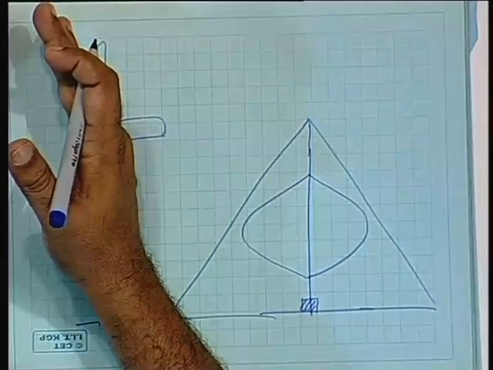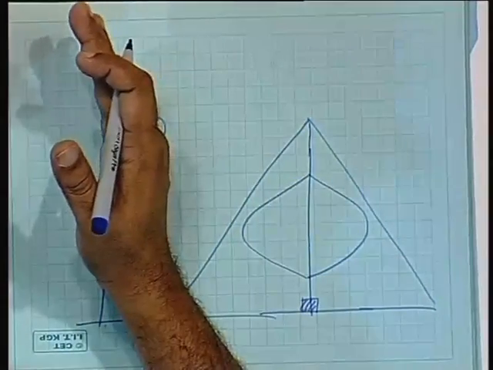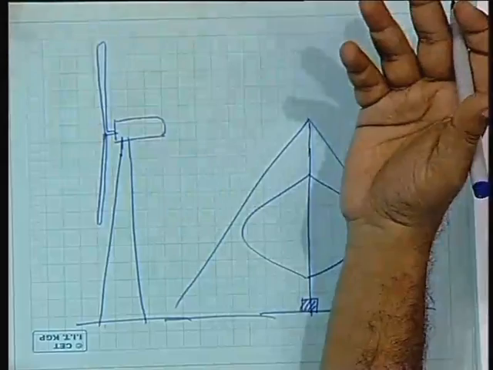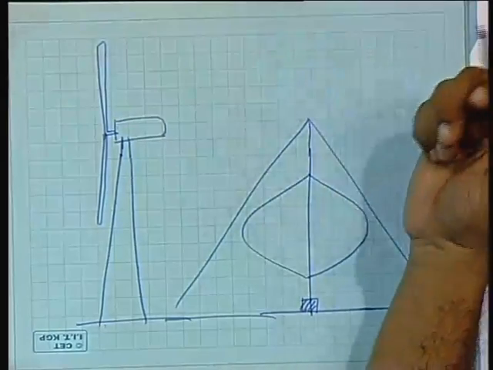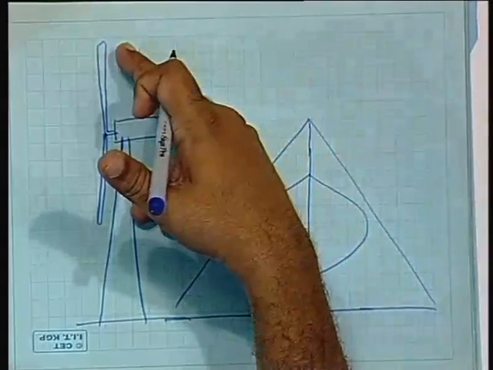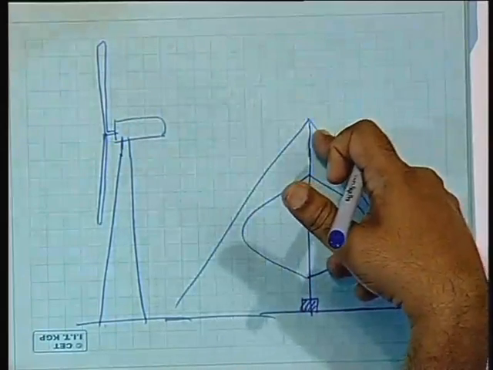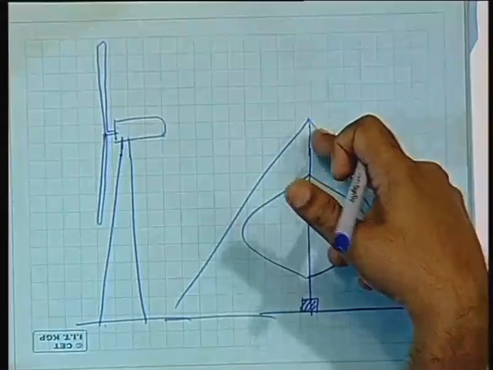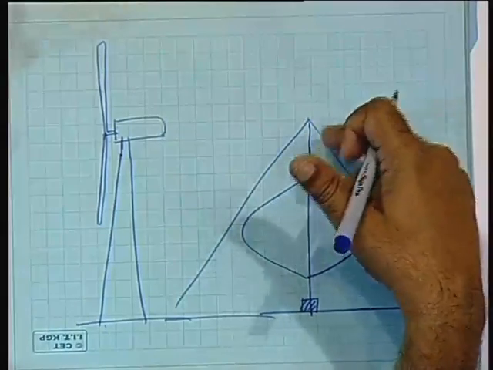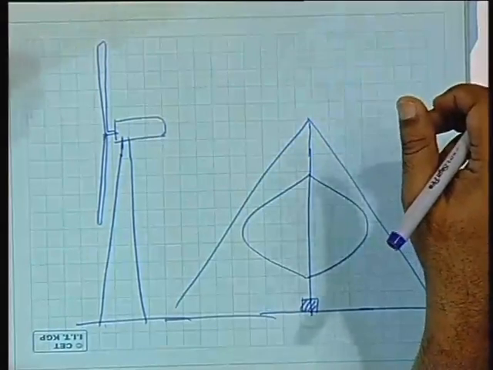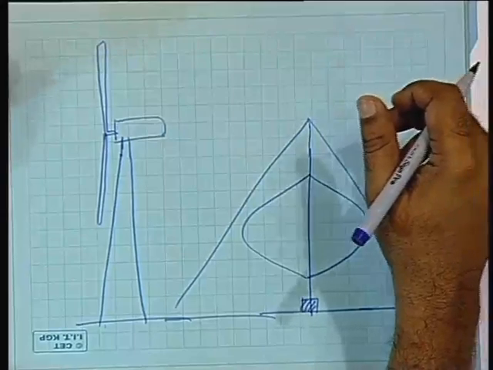So this can access higher wind speeds, and as I told you, the amount of power contained in the wind is cubically proportional to the wind speed, so it has a higher amount of energy available to it. This has a lower amount of energy available to it, but its production cost and the cost of installation are far smaller.